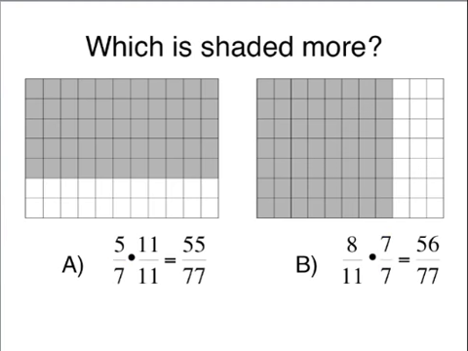Now can you decide which has more of its area shaded, A or B? Vote for A or B now. By comparing the numerators, we could see that B had more of these squares shaded, 56 versus 55. So the shaded area in B was greater.